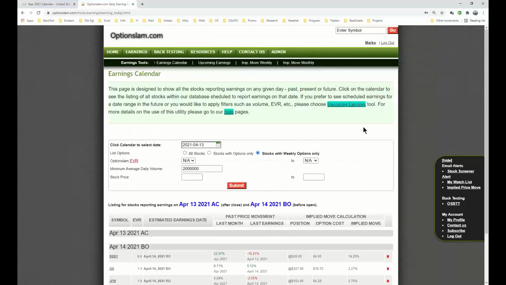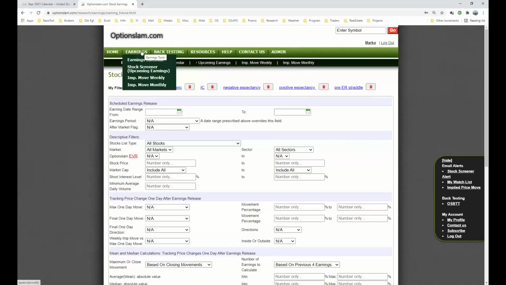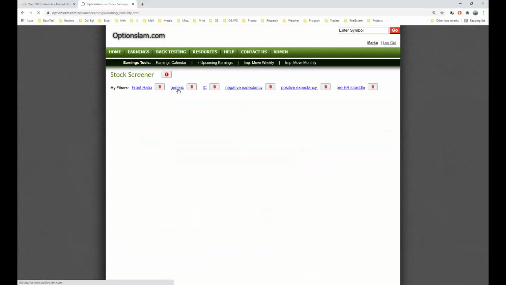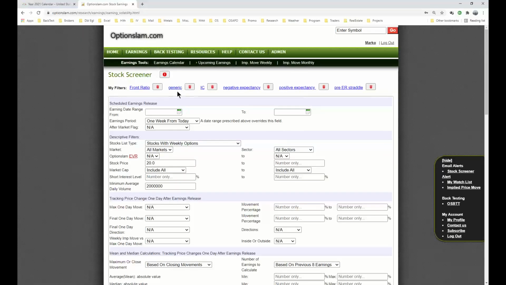But Goldman Sachs and JPM are two of the ones that I took some screenshots on that had earnings last week. Then the other tool that I use, and probably the most common tool that's used at optionslam.com, is the stock screener. It also is found here under the earnings tab. It's the stock screener, and I saved a bunch of different screenings. And if I go to my generic save, it populates all the parameters and filters that I saved.